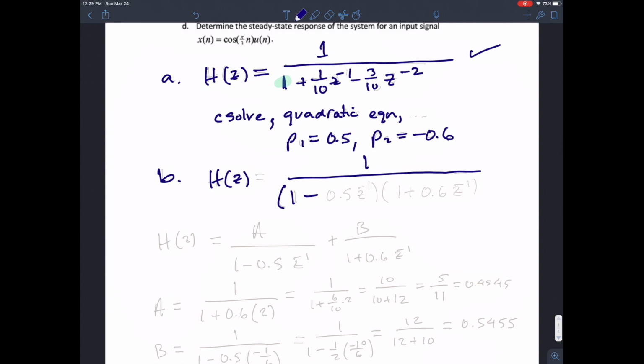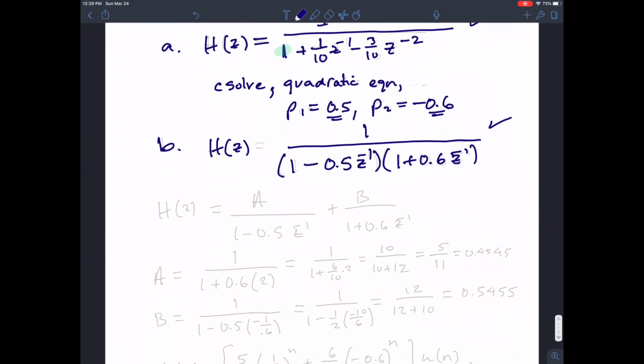Okay, so writing this down, we know there's a pole at 0.5, so this would be 1 minus 0.5 z^-1. I go straight to it. I don't have to think. I just know that's the result, okay? Then there's a pole at -0.6, so 1 minus a negative 0.6 is plus 0.6 z^-1. There we have it. Okay, this is all set up and it's ready for a partial fraction expansion to find the impulse response.